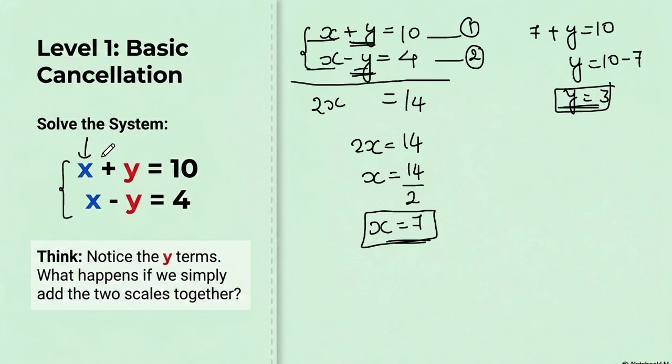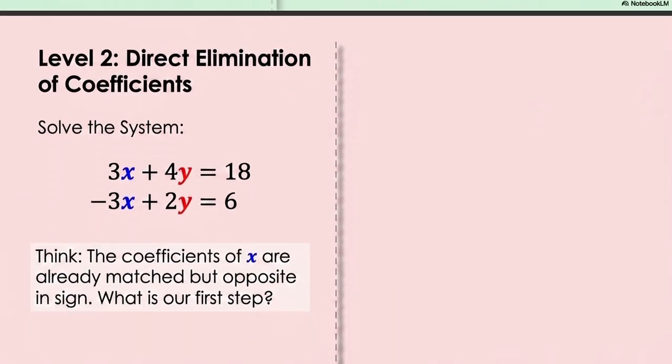You can check this answer by just substituting here. So if you put x as 7 and y as 3, 7 plus 3 is equal to 10. Similarly, you can substitute here, so 7 minus 3 is 4. Okay, so our answer is x is equal to 7 and y is equal to 3. Look at the next question.